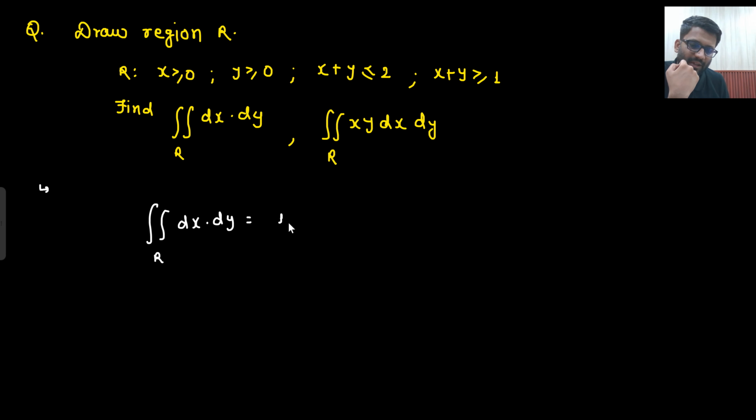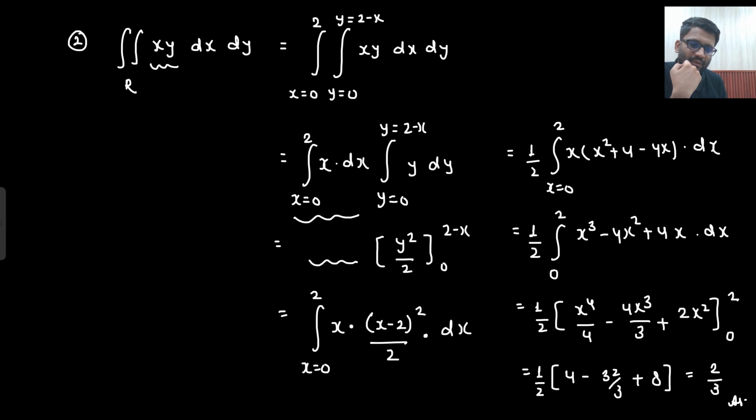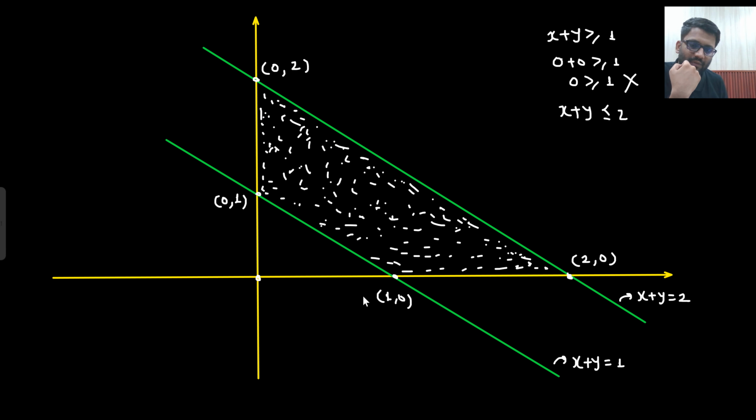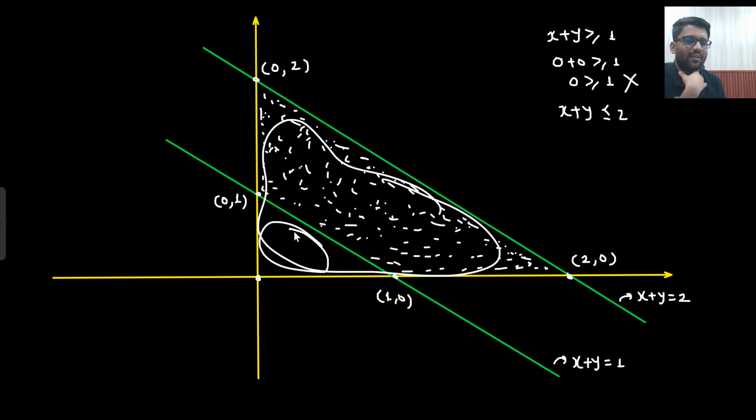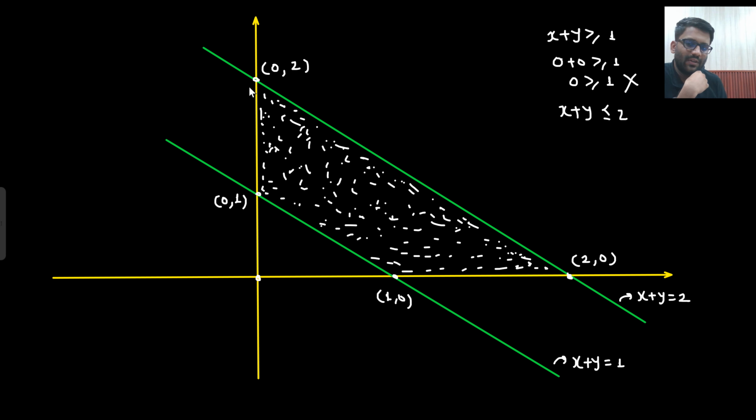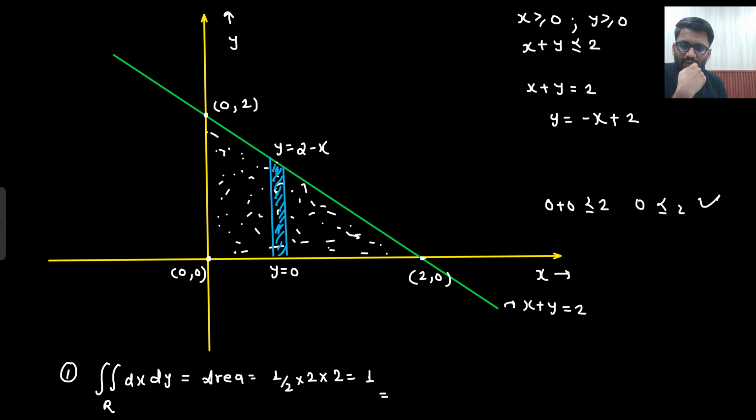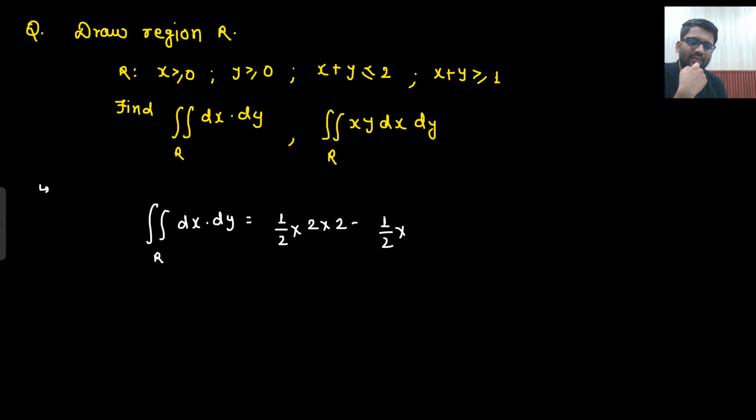That would be 1 by 2 into base into height, minus 1 by 2 into base into height, where base is 1, height is 1. Basically, I calculated the total area minus this area. Very simple. 1 by 2 into 2 into 2. This was actually 2, right? The 2s get cancelled. This answer is 2.